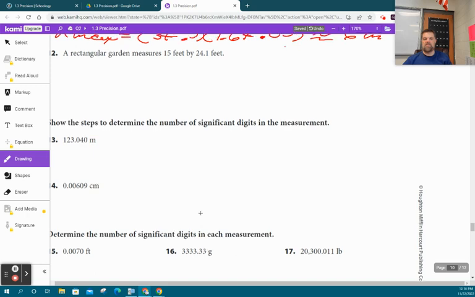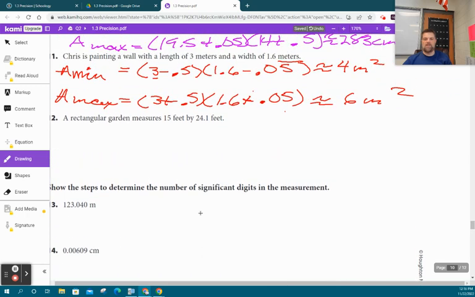Let's see what we have left. Oh man, there's a whole bunch of these problems we got to do. Let's do this last one, and this will be a good breaking point for us to have a conversation. So on this last one, I'm going to say the area minimum. Help me finish this, you guys. The area minimum is equal to what? 15.5 or minus 0.5. Very good. Times 24.1 minus 0.05. Good.